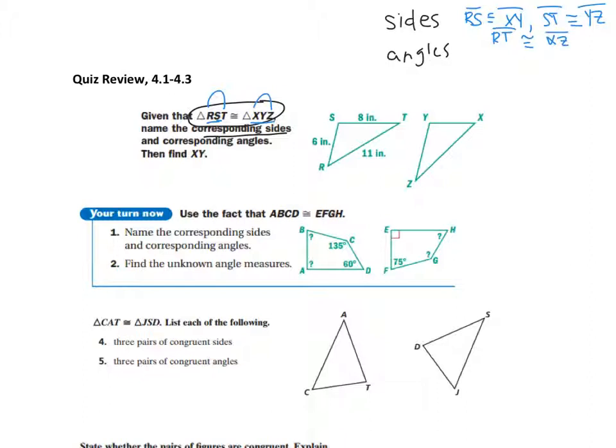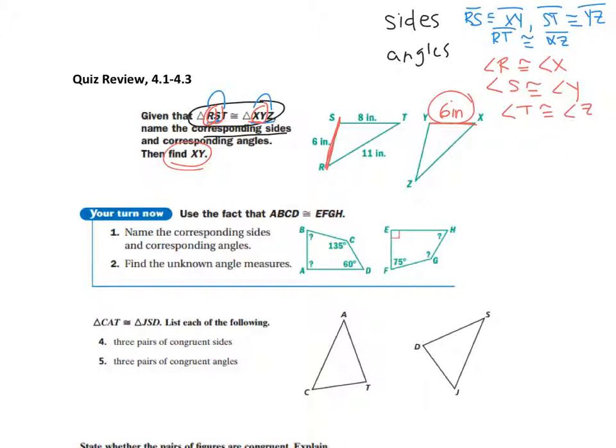And then the angles are R matches up with X, because they're both the first one. The middle ones are angle S is congruent to angle Y, and the last ones is angle T is congruent to angle Z. Now knowing that it says find XY, so XY corresponds with the length RS. So here's the length of RS. So XY, the length, also has to be 6 inches. So the answer is 6 inches.